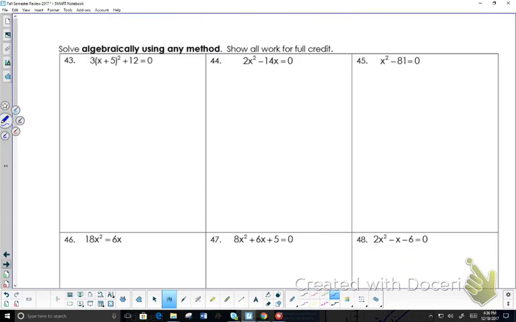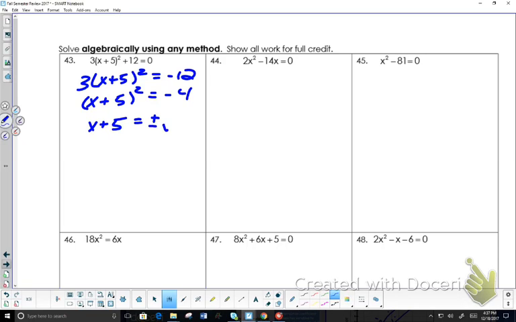Okay, so let's see what else we got. Solve algebraically using any method. Okay, so subtract 12. So I got 3(x plus 5) squared equals negative 12, divided by 3, (x plus 5) squared equals negative 4. Square rooted, x plus 5 equals plus or minus the square root of negative 4. I want you to stop right there. Remember, if that's a negative on the inside, this is no real solutions. Okay?